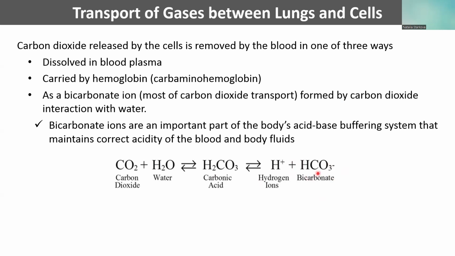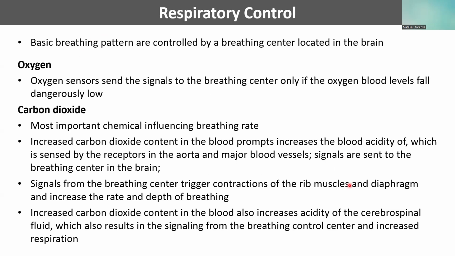So in other words, oxygen is carried by the hemoglobin. Carbon dioxide, some of it travels with the hemoglobin, some of it dissolves in blood plasma, and some of it forms the bicarbonate that maintains the correct acidity of the blood. So what controls the breathing? The breathing is controlled by the breathing centers in the brain. The centers are, if you remember, in the brainstem, in the ancient brain.